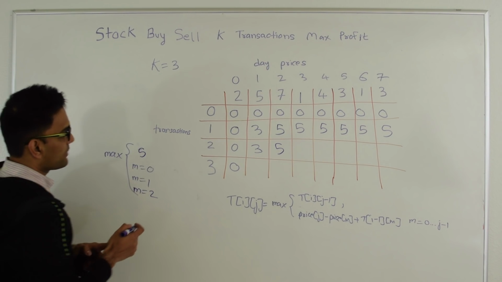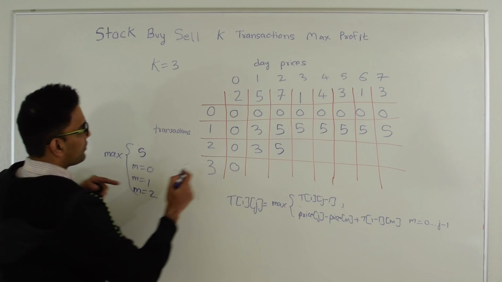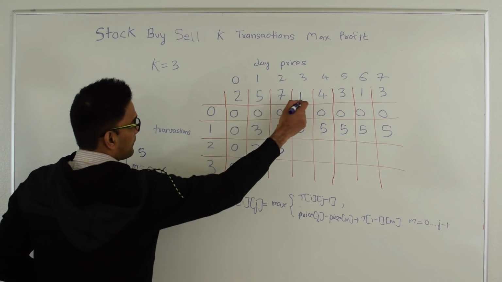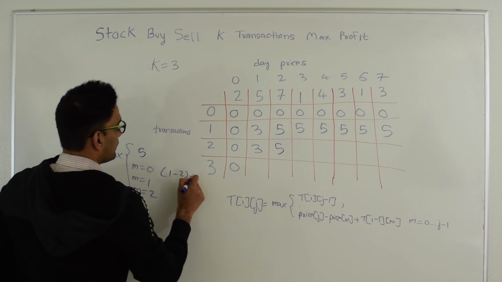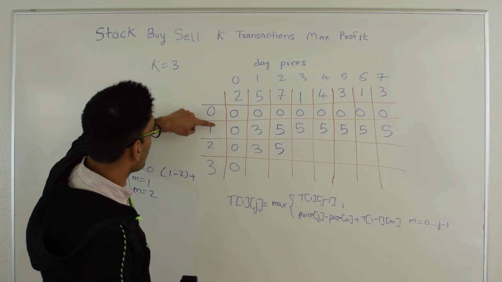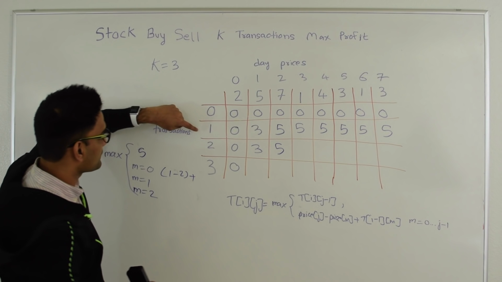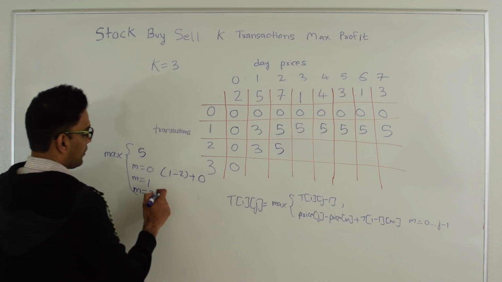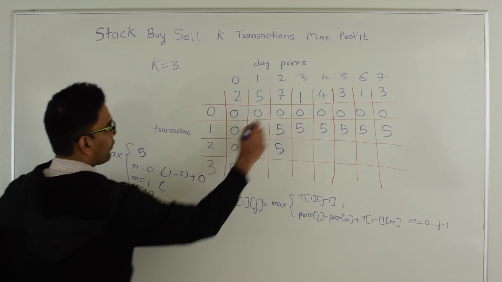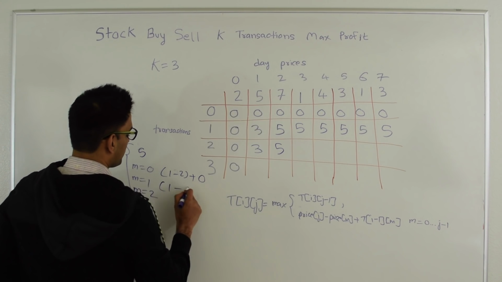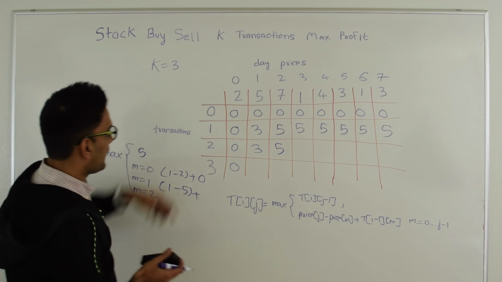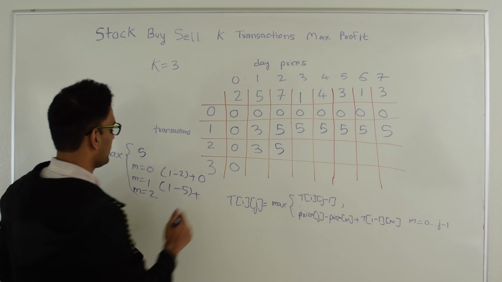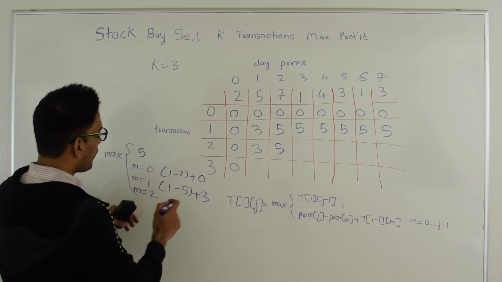Or your M, with M0, you're buying at 2 and selling at price 1, so 1 minus 2 plus not transacting at all, plus with one less transaction and ending the transaction, so that value is 0. Or with M1, so 1 minus 5 plus ending with one less transaction and ending the transaction at 1, so that value is 3.